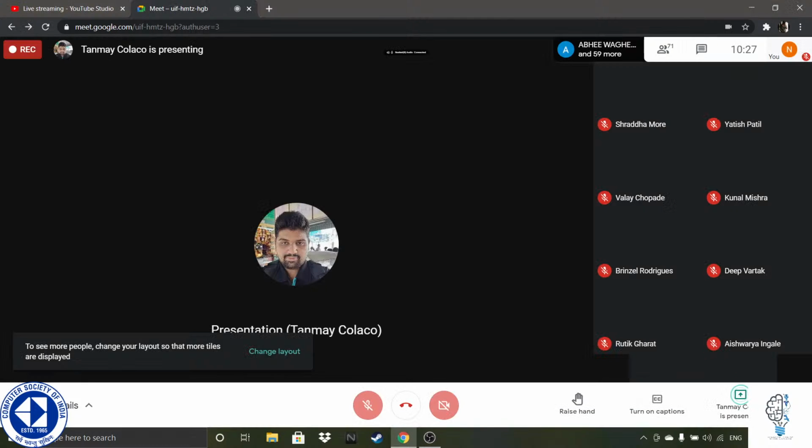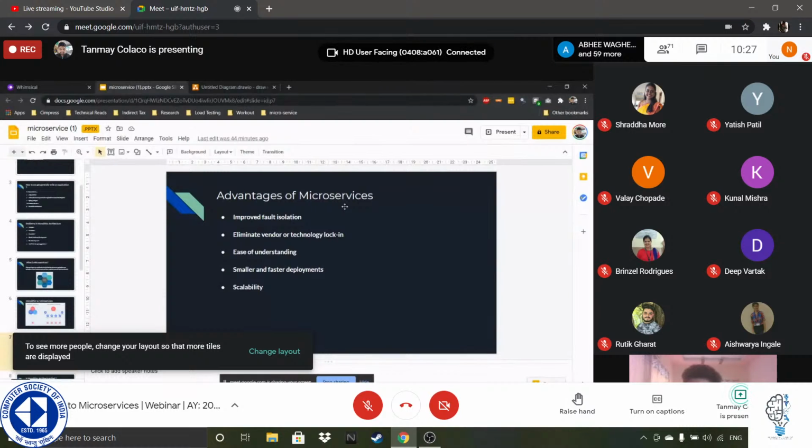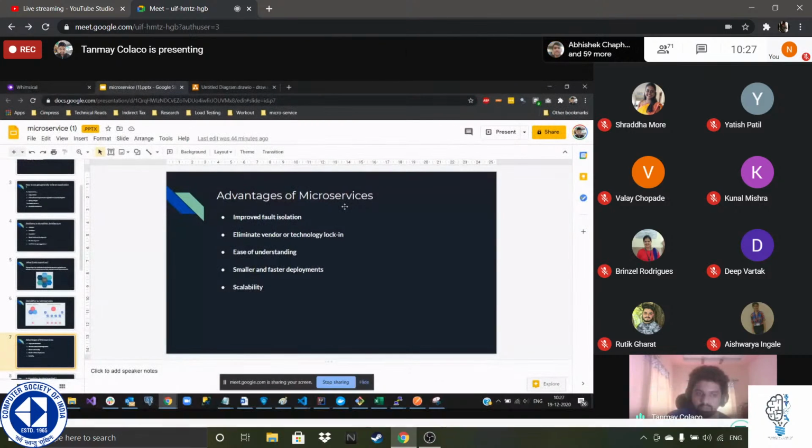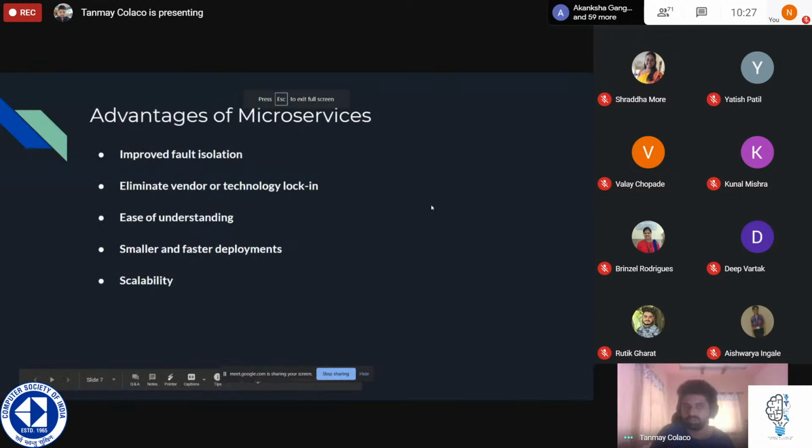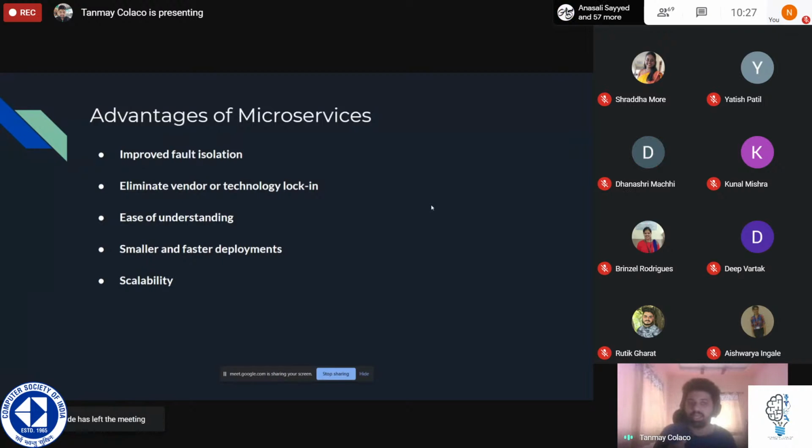About this before now, like the advantages of microservice. Let's go one by one. Improved fault isolation. What I meant by fault isolation is again what I said with OAuth, or what I said with customer service. Once I have this block separated out, I can go ahead and fix the customer service. If the customer service is down, everything else is not impacted.